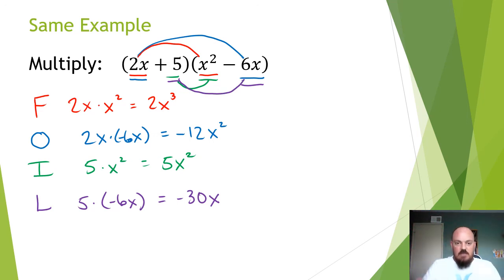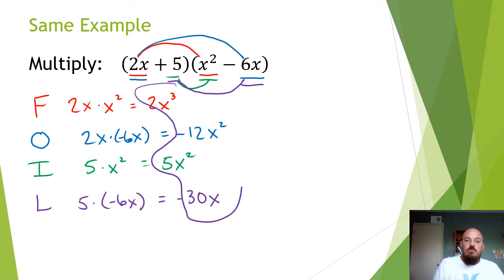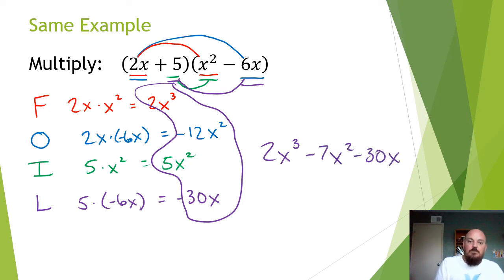So whether you're thinking of it as distributive property or thinking of it as FOIL, you're ending up with the same 4 terms here. And when you combine like terms, put them in order, put them in the right place, you'll get the same answer. You'll get 2x cubed minus 7x squared minus 30x again.